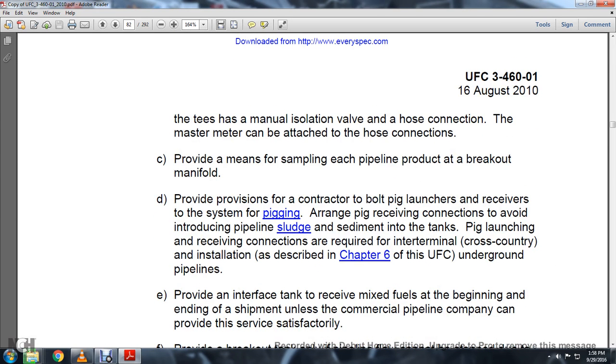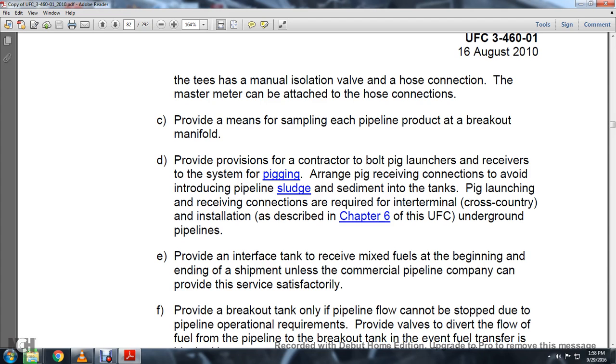Provide the means of sampling each pipeline protected with the breakout fuel manifold. Provide contractors with bolt pig launchers and receivers for the system pigging, arranging the pig receiving connection to avoid introducing pipeline sludge and sediment into the tanks. Pig launching and receiving connections are required for the internal cross-country installation as described in Chapter 5 of the UFC underground pipelines.